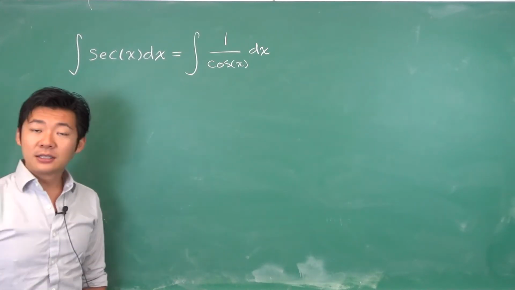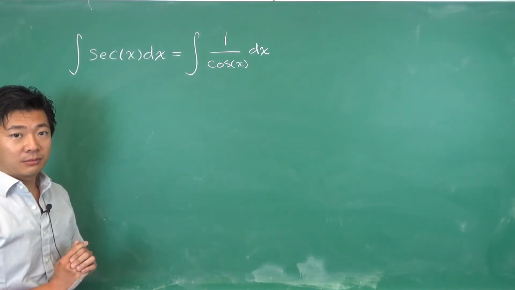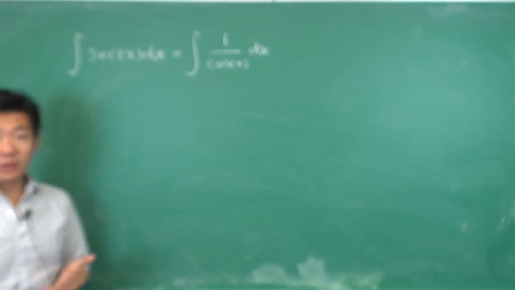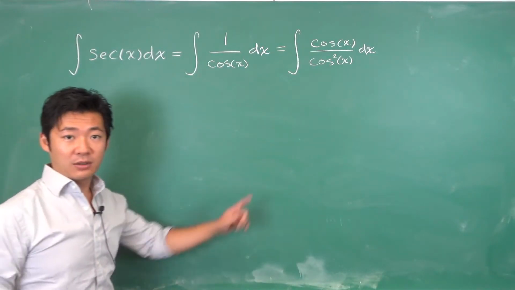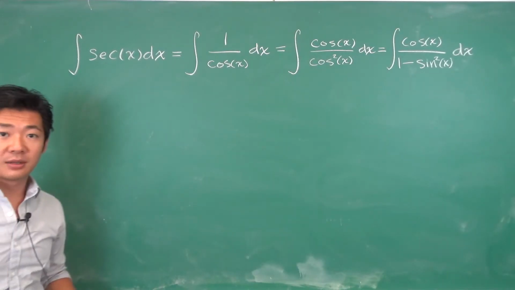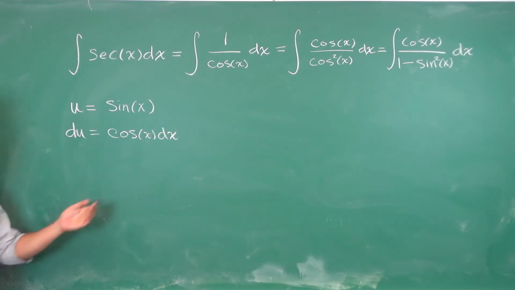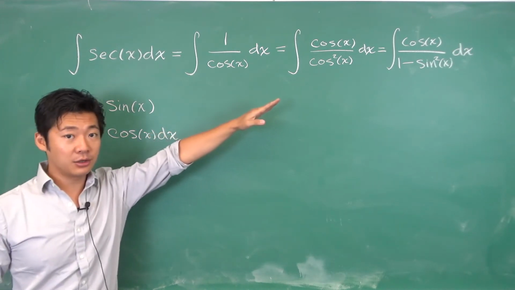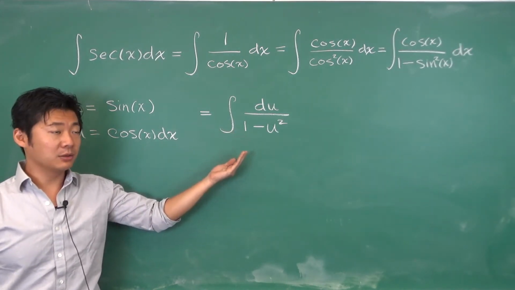Now it would be nice if there was a sine term so that we can do substitution, and to generate such a term we can multiply cosine to both sides. And this is nice because we can rewrite cosine squared as 1 minus sine squared. Now using the substitution, u equals sine of x and du equals cosine of x dx, we can change this integral into this integral, du over 1 minus u squared.